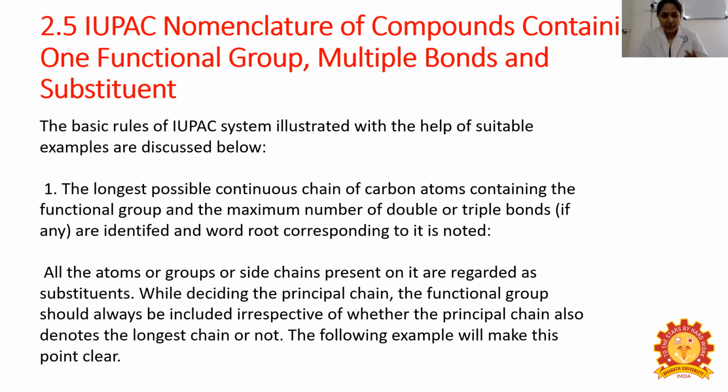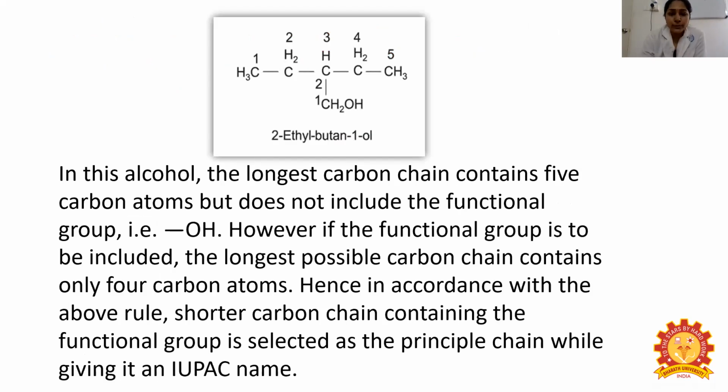While deciding the principal chain, the functional group should always be included, irrespective of whether the principal chain is also the longest chain or not. The following example makes this clear. Here the chain containing the functional group is considered the principal chain. In this alcohol, the longest carbon chain has 5 carbon atoms but does not include the functional group alcohol. However, the chain including the functional group is named as the principal chain. Hence, in accordance with the above rule, the shorter carbon chain containing the functional group is selected as the principal chain while giving it an IUPAC name.